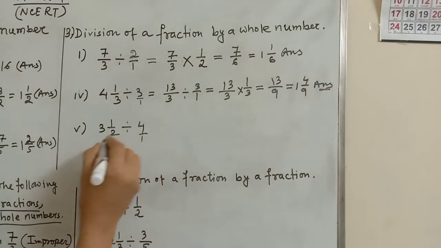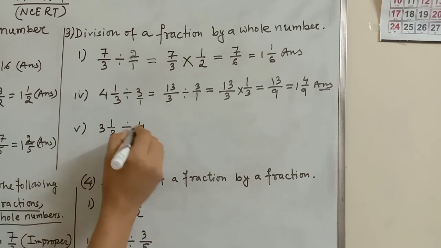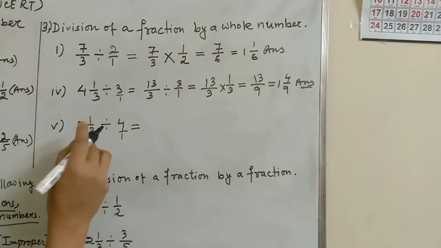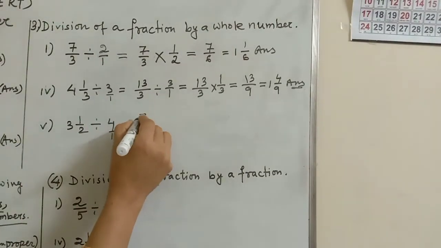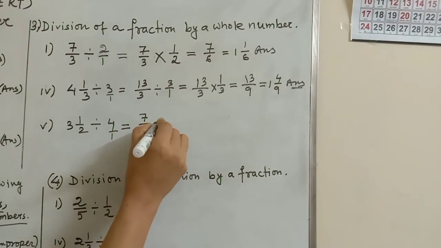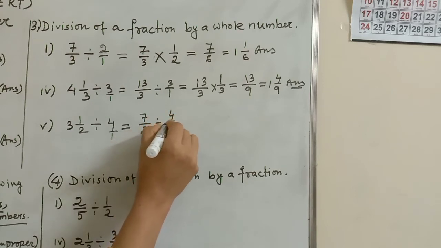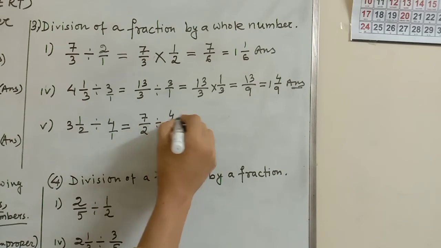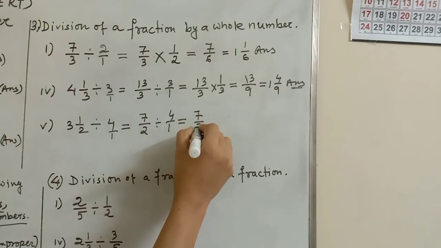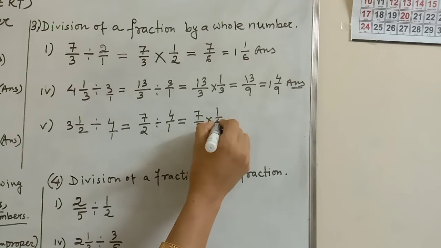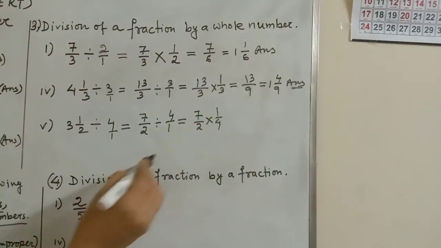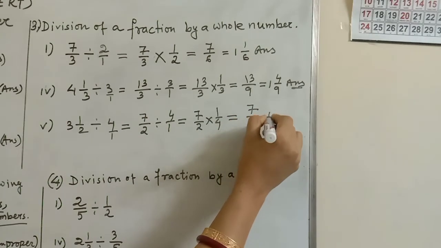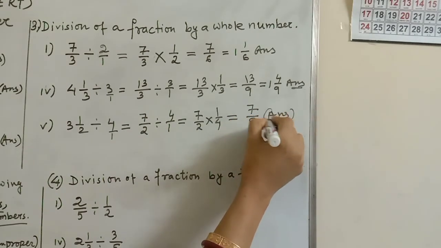Next sum is 3 1 by 2 divided by 4 by 1. The same way, first you convert it into an improper fraction. 3 2s are 6 plus 1, 7 by 2 divided by 4 by 1. Make the reciprocal of the right fraction. 7 by 2 into 1 by 4. It is not possible to cancel, so 7 by 8, and it is a proper fraction. So this is the answer only.